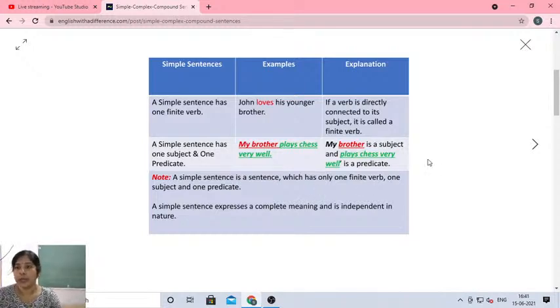Okay, so now, next. Have all of you understood the simple sentence? My network is fine today. I don't have any problem. So here everything is okay, fine, no problem.